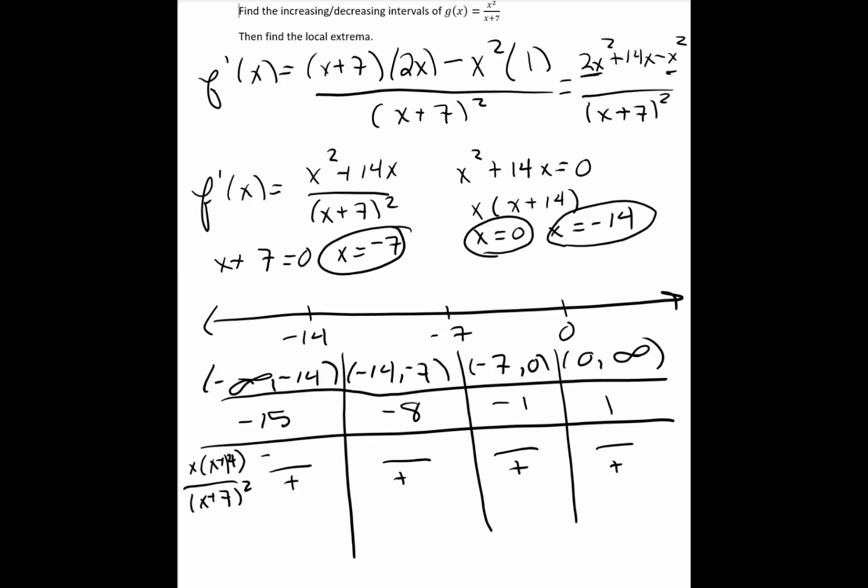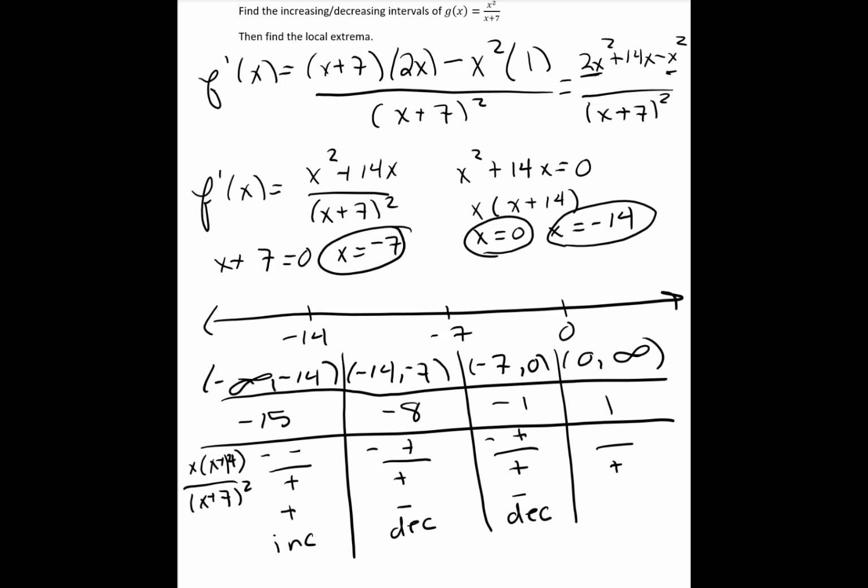Then negative 15 as x is negative. Negative 15 plus 14 is also negative. Negative, negative, positive is positive. It's increasing in our first interval. Negative 8 is negative. But negative 8 plus 14 is positive. Negative, positive, positive is negative. This says decrease. When I plug in negative 1, that's negative. Negative 1 plus 14 is positive. Negative, positive, positive, again negative, which is decreasing.